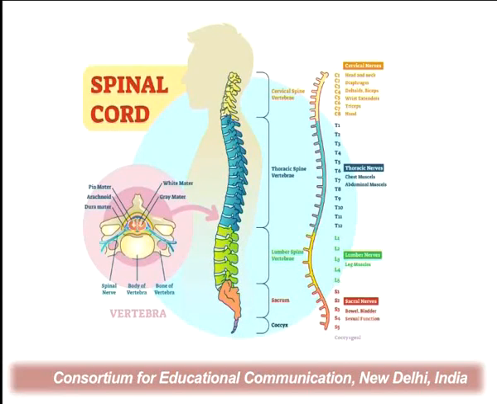Now we'll talk about the spinal cord. We can see the structure of the spinal cord. Here we can see the vertebral column, and the spinal cord is divided into different parts like cervical vertebrae, thoracic vertebrae, lumbar vertebrae, sacrum or coccyx, and different kinds of vertebrae, and we can see the structure of the spinal cord also in between the vertebrae.